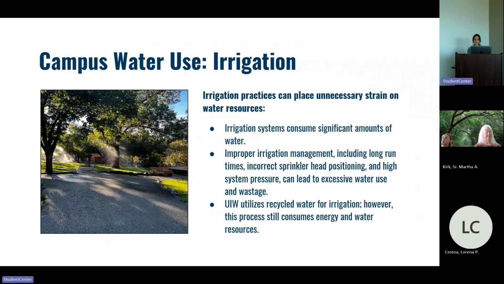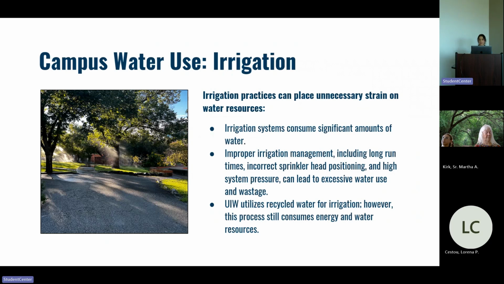And residential irrigation systems use approximately 2,000 gallons of water per run, which is the amount one person uses per month. And while UIW isn't residential property, the size of our campus means that we're probably using even more water than a single household would use. Improper irrigation management practices can also exacerbate this issue. So long run times can oversaturate soil, leading to runoff.